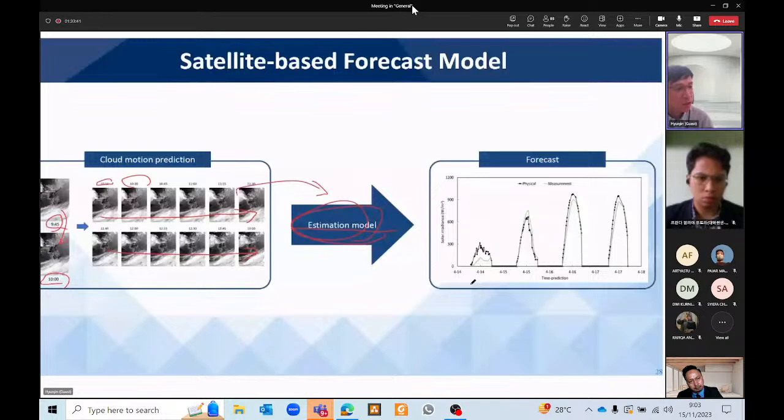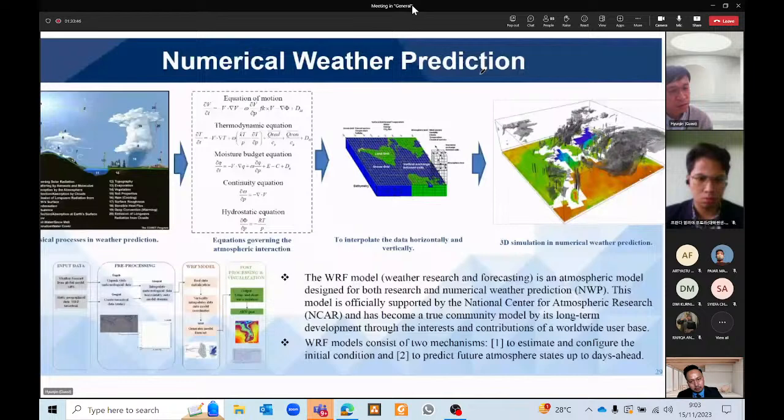Last one, numerical weather prediction, which is done by the meteorological agency. In Korea, we have the Korea Meteorological Agency. They report weather. It's the same as a weather forecast. They usually focus on precipitation, rainfall. Solar irradiance is not a major concern. Anyway, it's the basic idea.